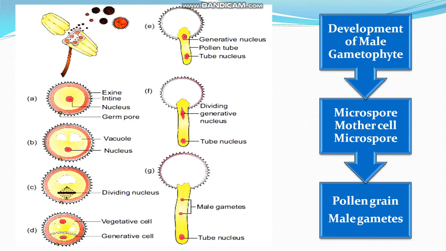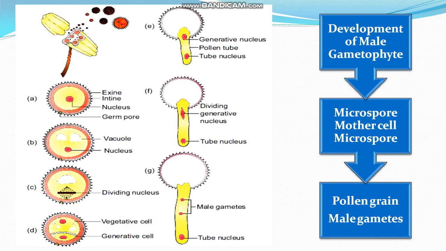So let's now discuss the development of the male gametophyte. Microspore is the first generation of the male gametophyte. The microspore contains a central nucleus. The nucleus is further divided into 2 types of cell. The first cell is known as the vegetative cell. The second cell is known as the generative cell.